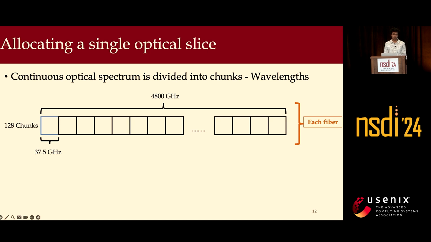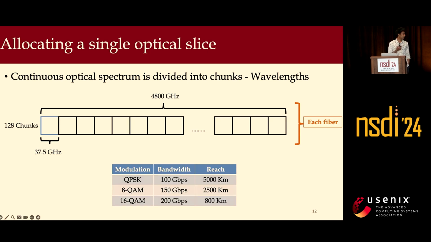So the way you would allocate a slice is you would pick a free wavelength, and then you would pick a modulation format, and then allocate that modulation format for this wavelength, which decides how much bandwidth you get and how far you can reach without losing data.